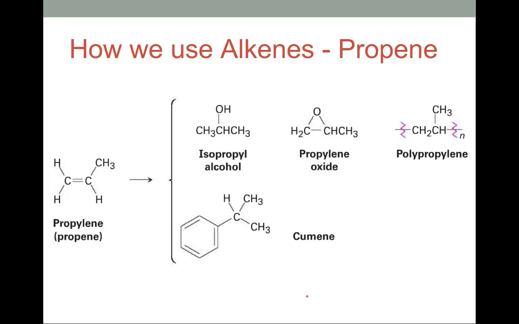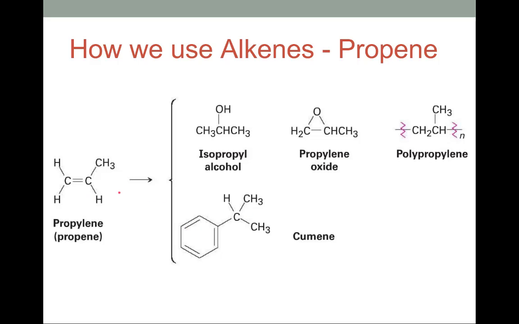If we go up to the 3-carbon alkene, propene, by the same sorts of reactions, it can be converted to an alcohol. This is isopropyl alcohol, commonly used in medical clinics as a disinfectant, as well as used in electronics and other things. Again, we can convert it to an epoxy. We can convert it to a plastic, polypropylene polymer.